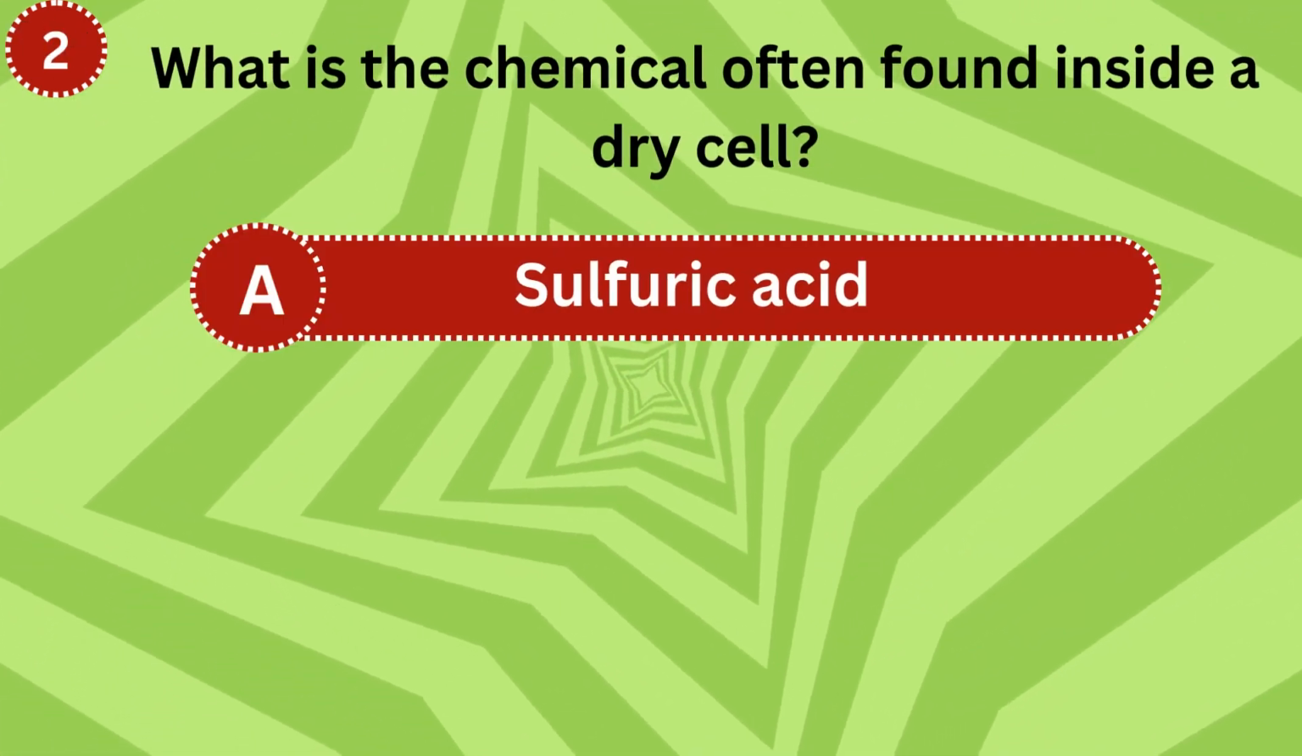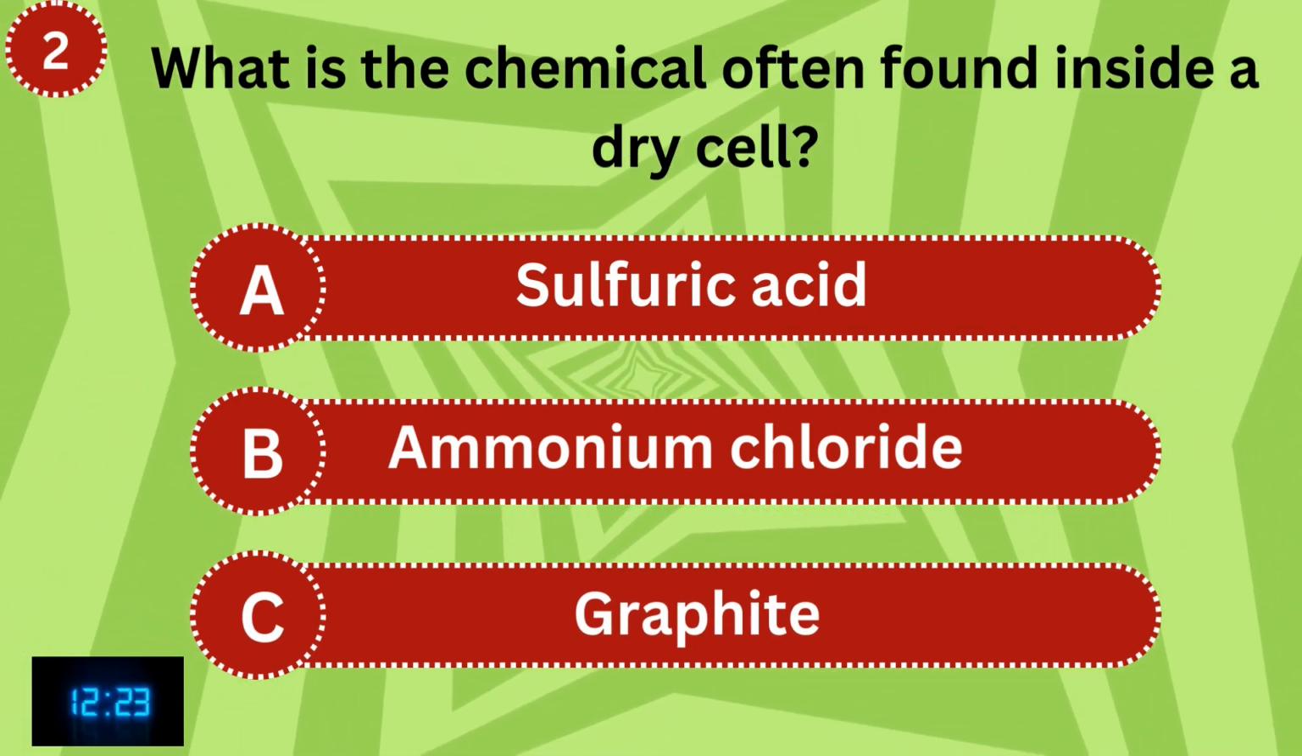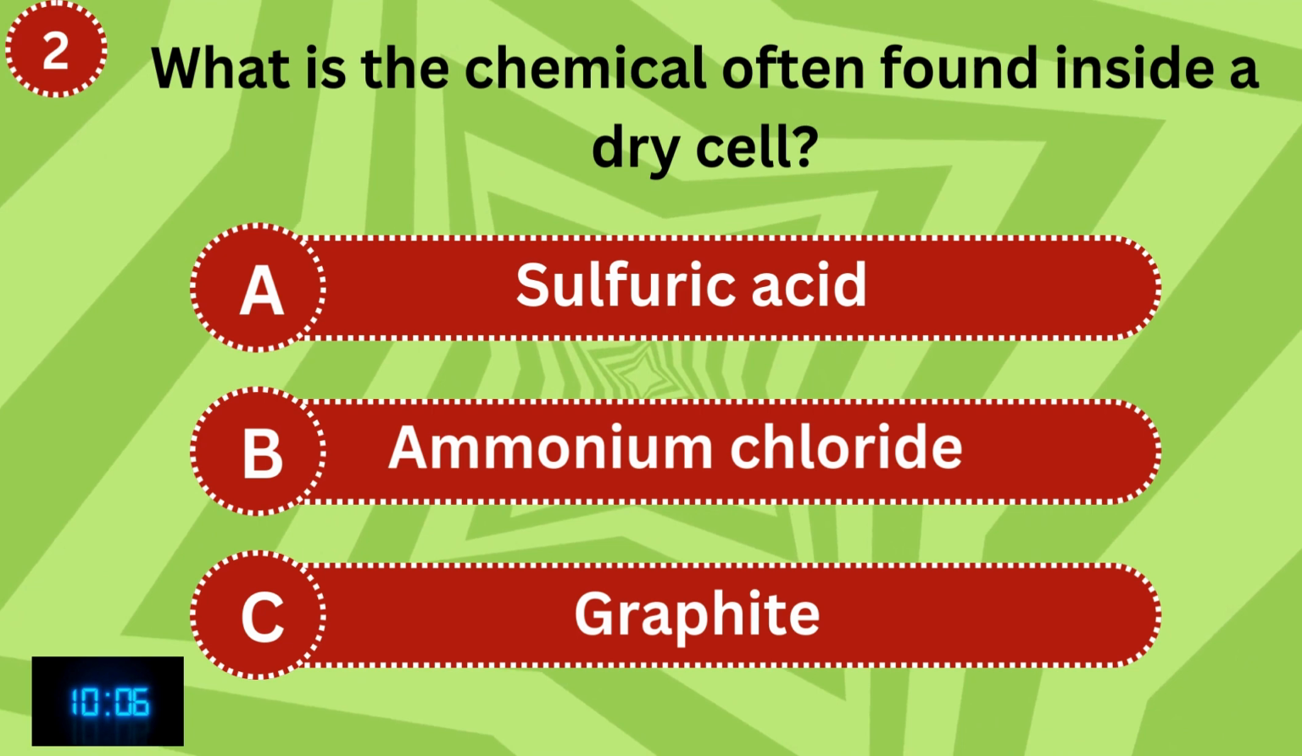What is the chemical often found inside a dry cell? Sulfuric acid, ammonium chloride, graphite.